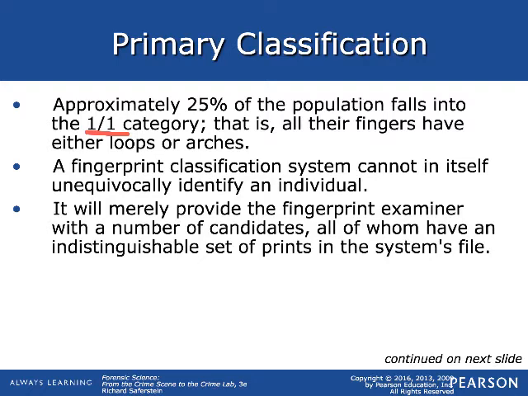Okay, a fingerprint classification system cannot identify the person unequivocally. So you can't just use these numbers to identify them. Somebody has to look at the fingerprints and match them up and match up all the minutia.